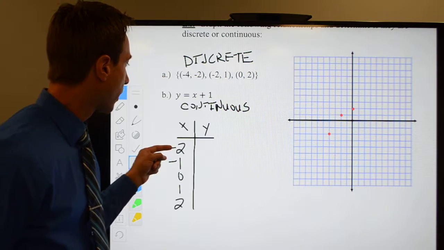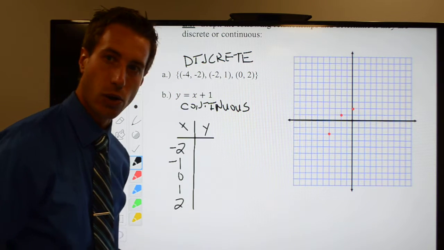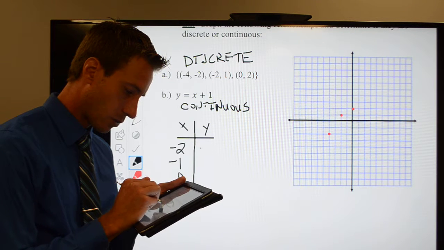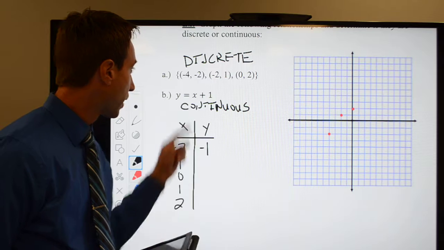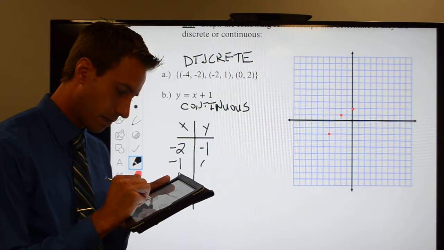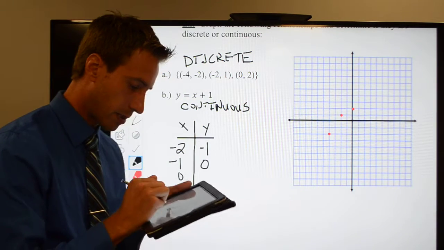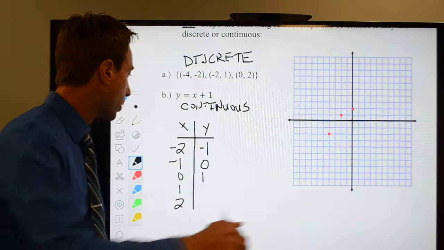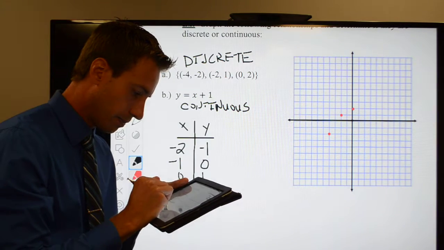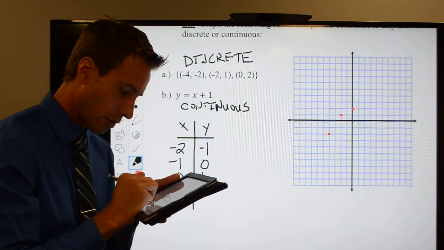Here we go. I plug a -2 into my equation for x, and -2 plus 1 is going to be a -1. So that's my y value, -1. I'm going to plug a -1 in for x. -1 plus 1 would be 0. I plug a 0 in for x. A 0 plus 1 is going to be a +1. I'm going to plug a 1 in for x. 1 plus 1 will be 2. And I plug a 2 in for x, and 2 plus 1 should be 3.